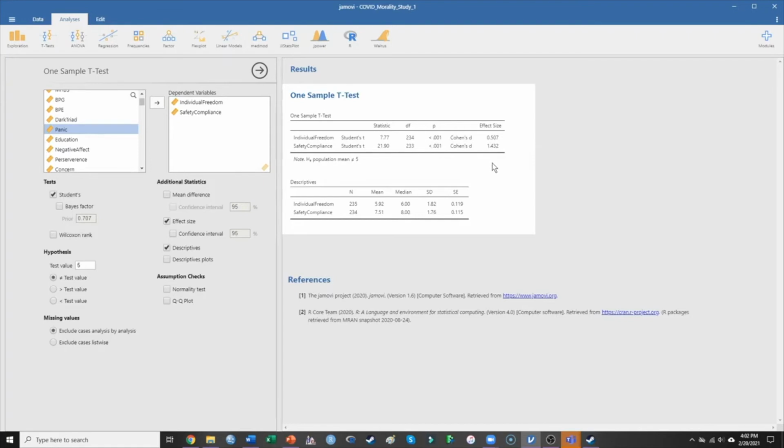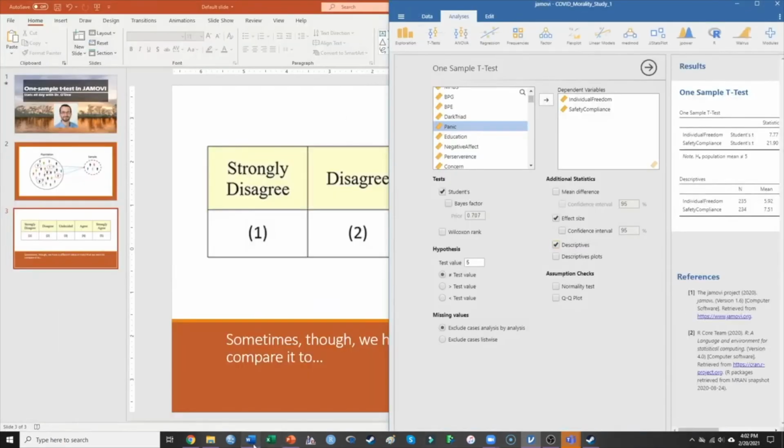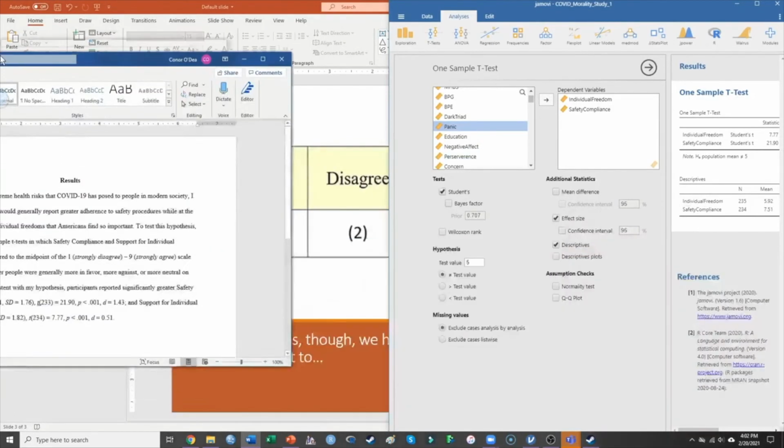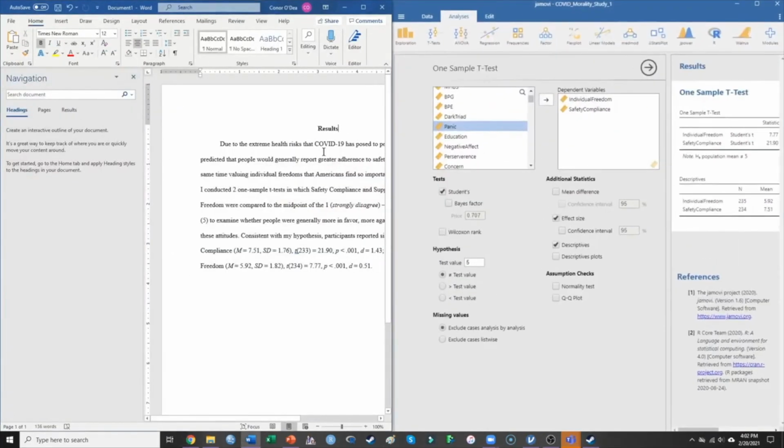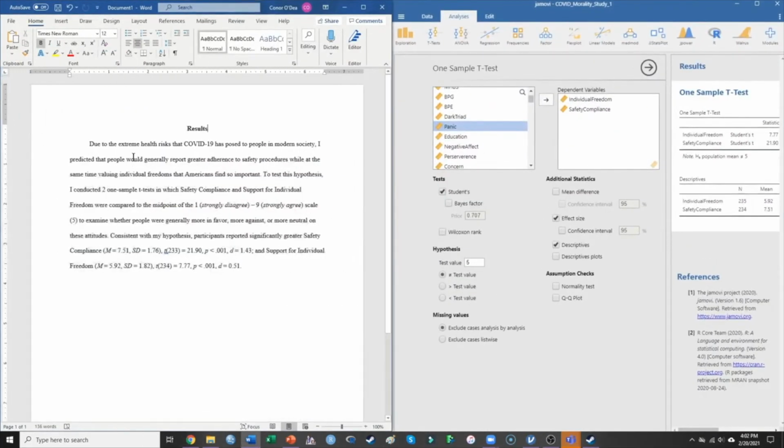Now, some of you might be saying, okay, now I know that both of these are significant. What do I do with this information? So let's go ahead and write a results section on this. So I'm going to go ahead and pop that over here, and I have written out a sample results section that we could use for this.